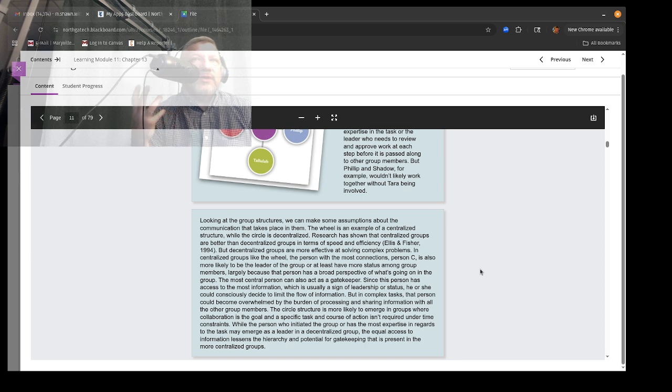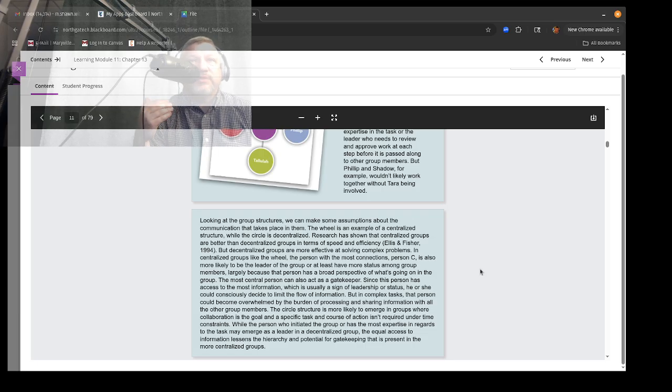Centralized groups typically will come to group consensus better than a decentralized one. They generally will solve the problems a little quicker. Decentralized groups are the best at solving complex problems.